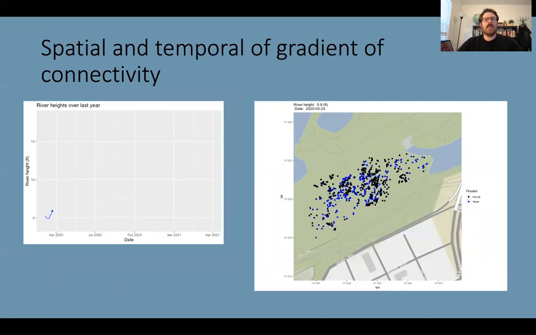On the left, you can see daily river heights from the USGS gauge upstream from our study site at Belle Isle. And on the right, you can see a map showing the number of pools flooded at the corresponding river height on the left. These pools vary in their height above and distance to the river channel, creating a gradient of flooding depending on the height of the river. And you can see in the figures how this gradient changes over space and time.